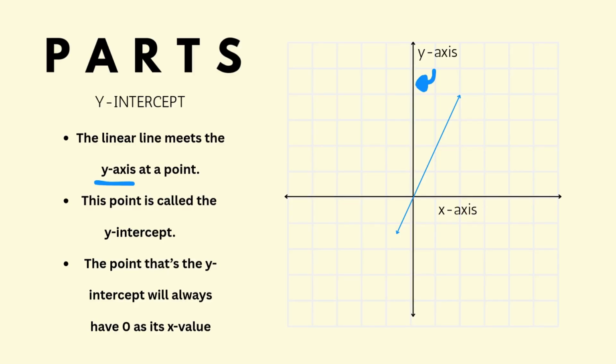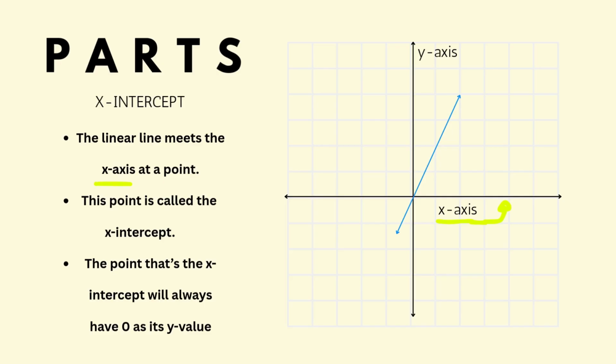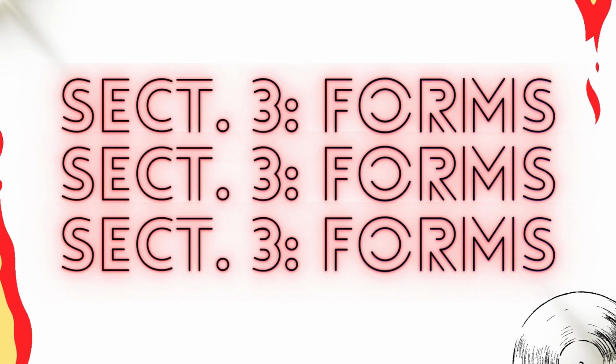It's the point where the line crosses/touches the y-axis. The 0 will always be the x value of the y-intercept. The x-intercept works the same way. It's the point the line touches/crosses the x-axis. 0 will always be the point's y value. So, like opposites. The y-intercept has 0 as its x, and the x-intercept has 0 as its y. Boring. Next up are the different linear equation forms.